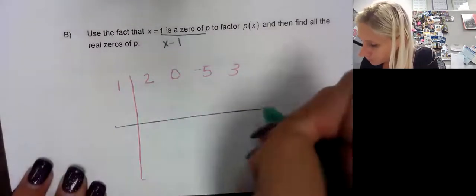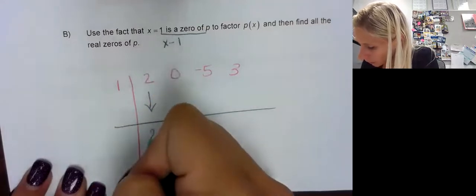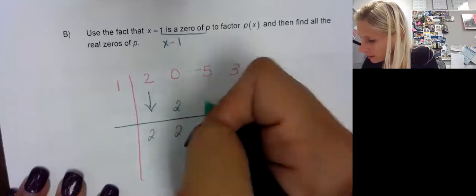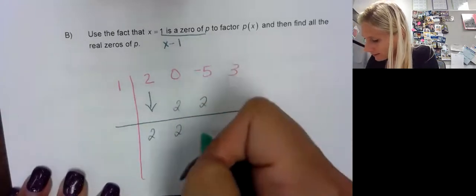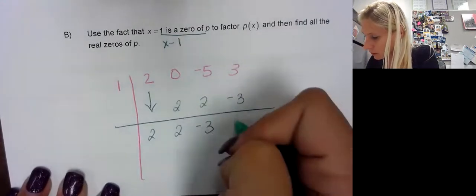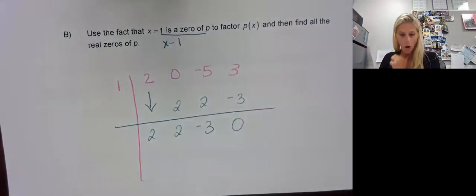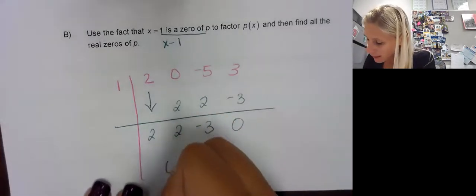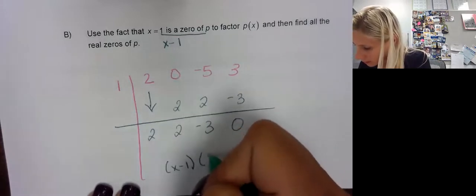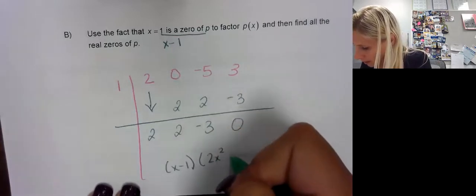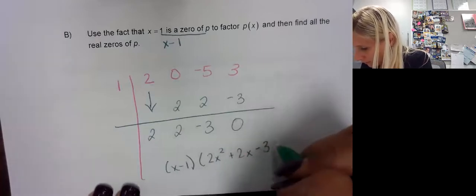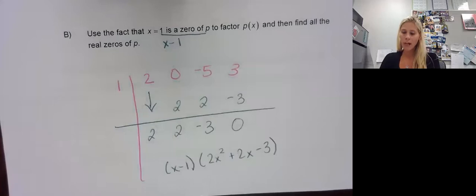So, 2, multiply, add, multiply, add, multiply, and 0. So it worked. We did get that factor. So what does that mean? That means x minus 1 times 2x squared plus 2x minus 3 is our first step in factoring.